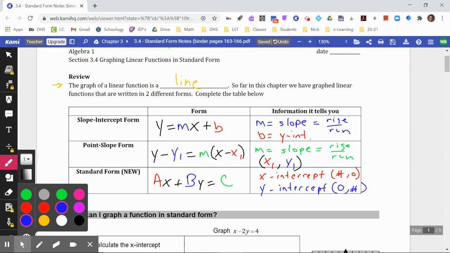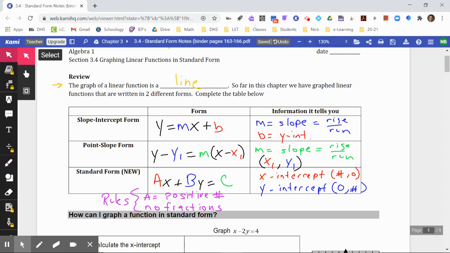There are a couple of rules that go with standard form. Here are the two rules that we have to remember. Rule number one is that our a value must be positive. Our a value has to be a positive number. The second rule with standard form is that there can be no fractions. If there are fractions in standard form, then we're going to have to clear them out and make them not fractions anymore.